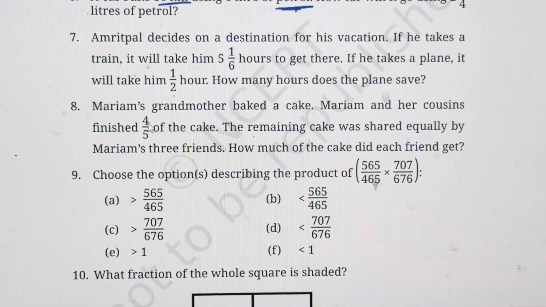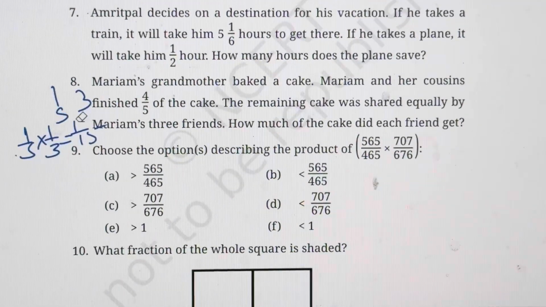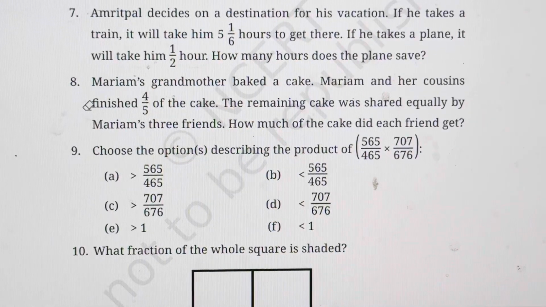Like 4/5 of the cake is finished means how much is left, you should be able to do it mentally. Out of 5, 4 pieces are eaten, so only 1 piece is left, means 1/5 is left. And that is divided among 3 people equally. Divided means multiplication, so it is 1 upon 15. Sometimes such questions are asked in objective type questions, so you should be able to do it mentally. I'll show you the method now, how to write it systematically with statements. It depends on how many marks it is asked for.